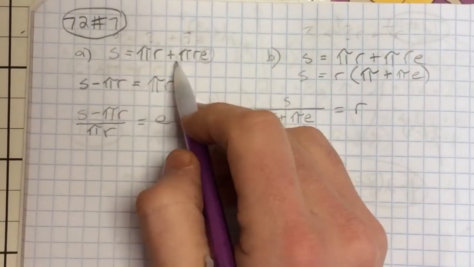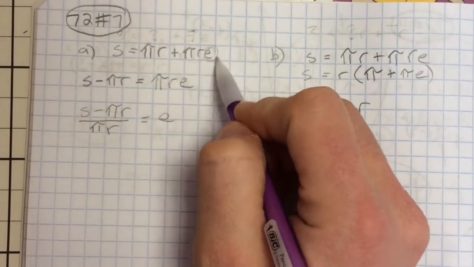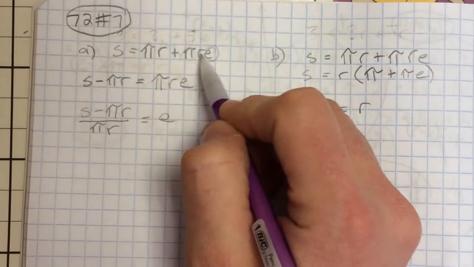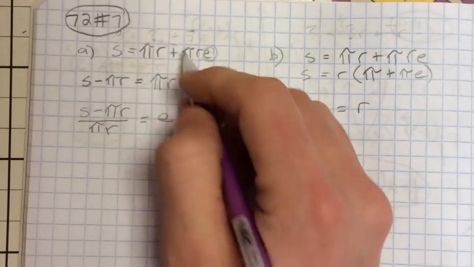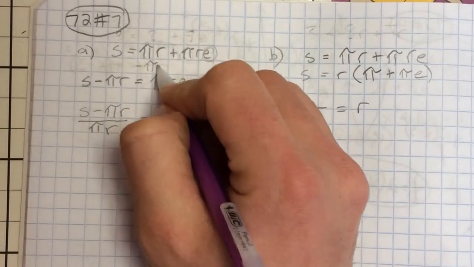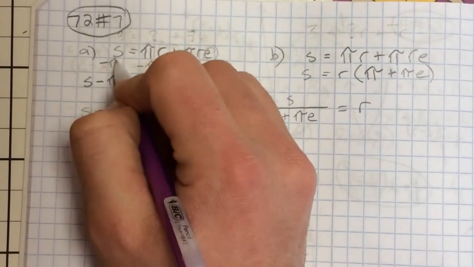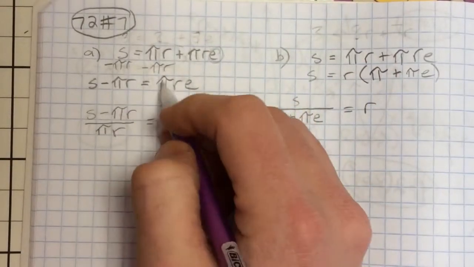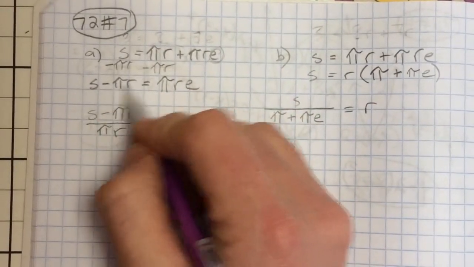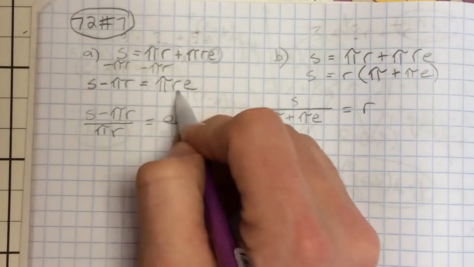Okay, here we're trying to solve for e, so we're trying to isolate this e. Well, we have something multiplied by the e and then something added to that. So first we're going to get rid of the thing that's being added by subtracting pi r from both sides. Whatever pi r is, just think of it as like 8 minus 8. You get s minus pi r equals pi r times e.